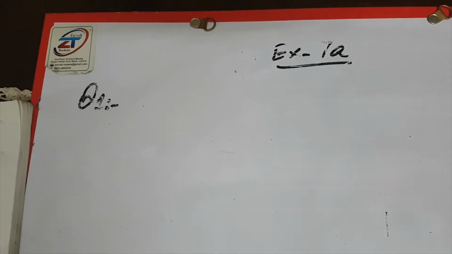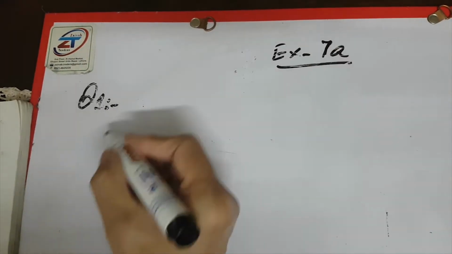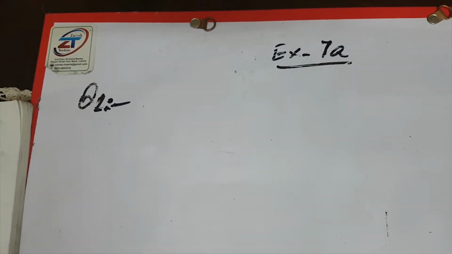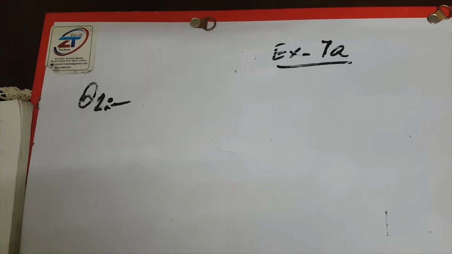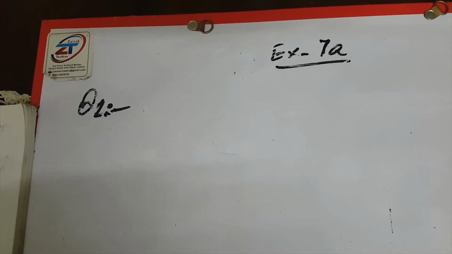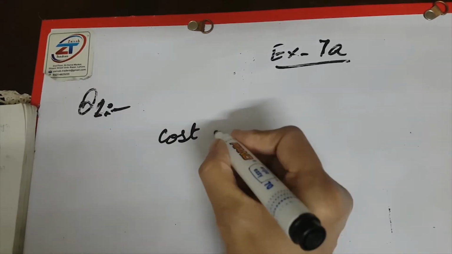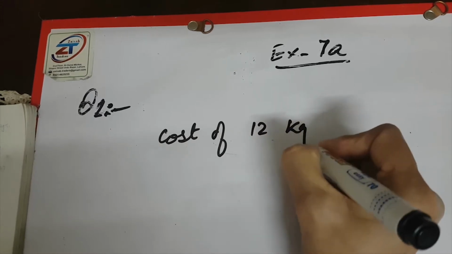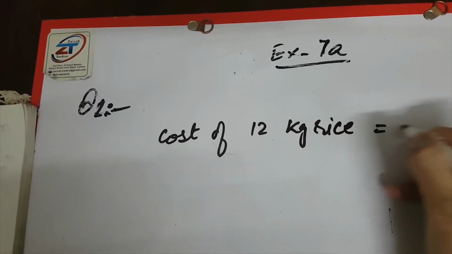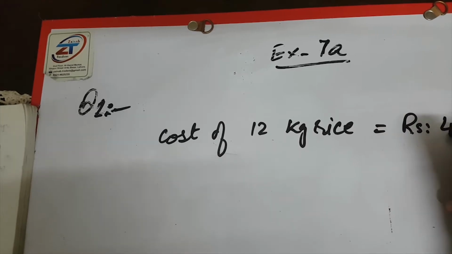You will get the proper idea of how to solve questions relating to the unitary method. We are given a question, so we will make some sentences to show what is given and what we have to find out. The price is given for 12 kg. So the cost of 12 kg rice, which is given in the book, is rupees 492.